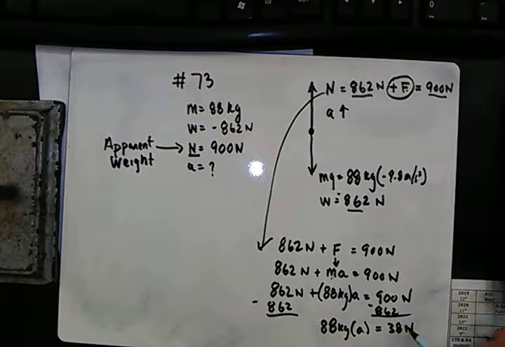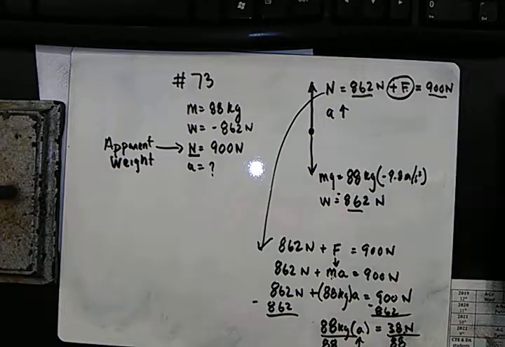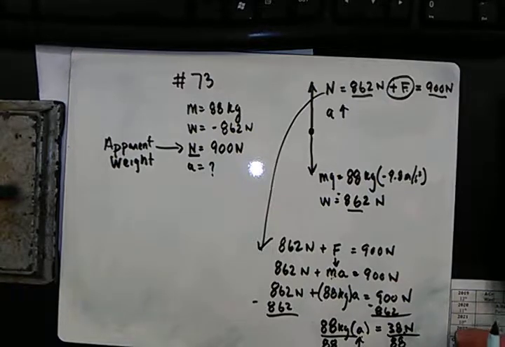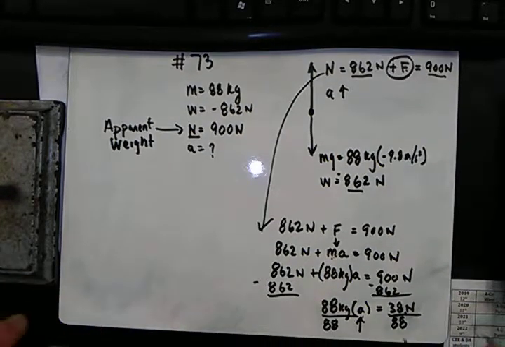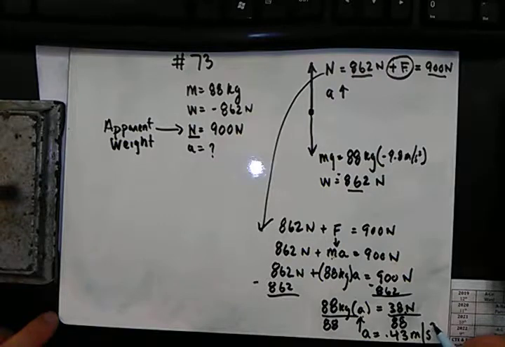So this is the additional force that I'm feeling. And we know that force is mass times acceleration. So if we divide through by 88 on both sides, we're going to come up with our acceleration. And we know it's in an upward direction. So 38 over 88. I get an A value of 0.43 meters per second squared.